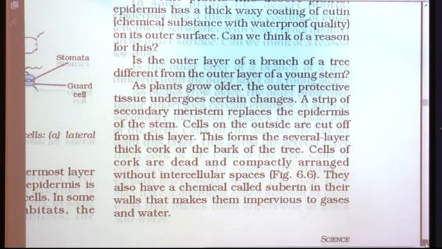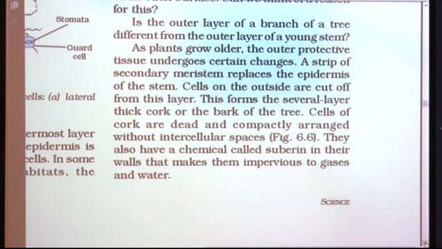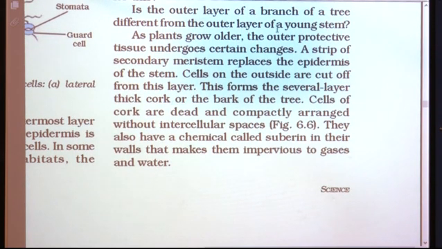Now, is the outer layer of a branch of a tree different from the outer layer of a young stem? If you observe the outer layer of a young stem and the outer layer of a branch of a tree, which is fully grown, you will find there is a difference. These outer layers are not the same.